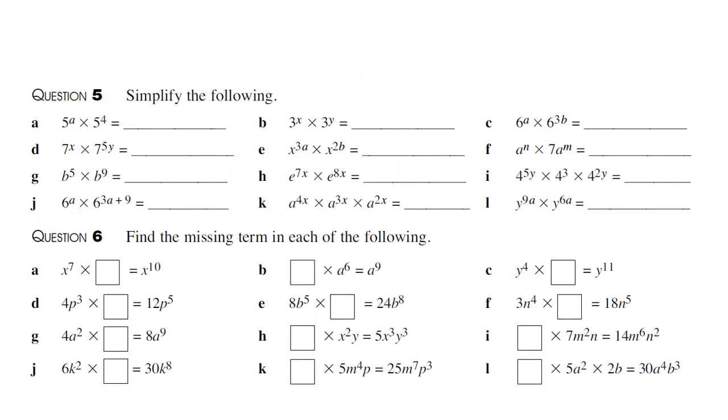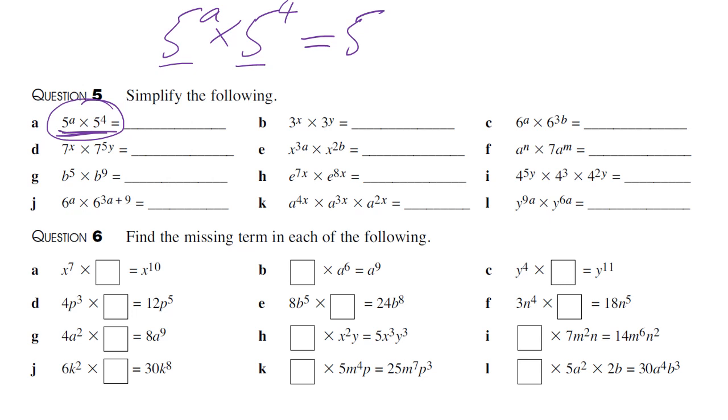Let's look at question 5. The question is asking you to simplify the following. So what it is saying is, is there a simpler way to express 5 to the power of a times 5 to the power of 4? That's basically the same as what we have been doing, right? I multiply these two terms together. They have the same base, which means my answer is going to end up with the same base, 5.